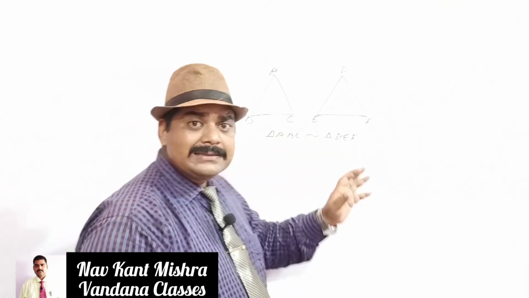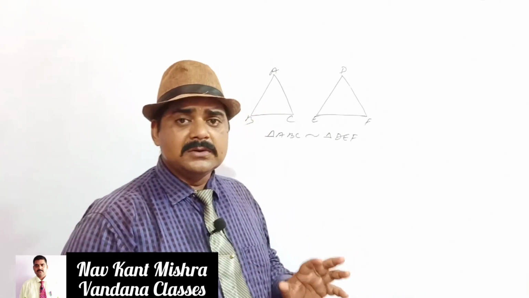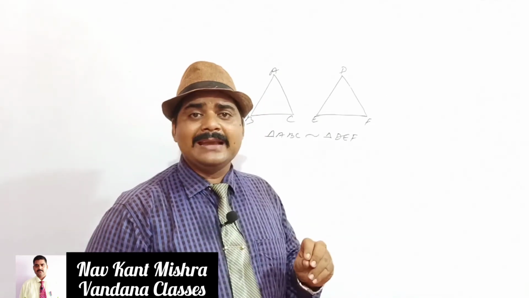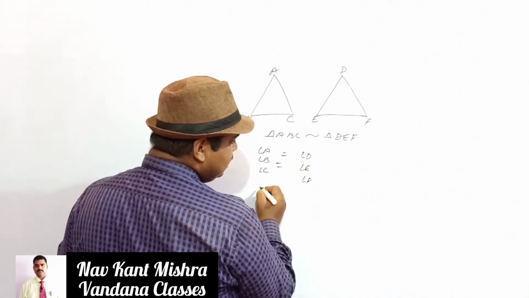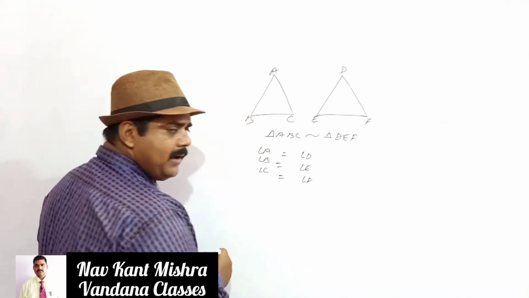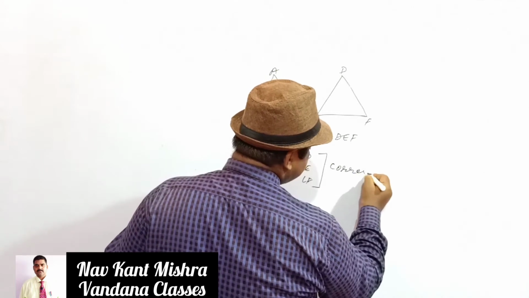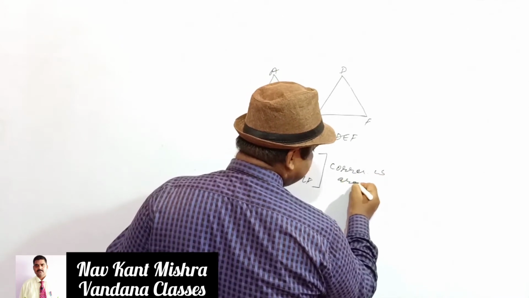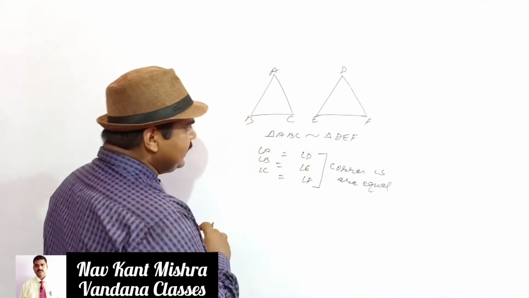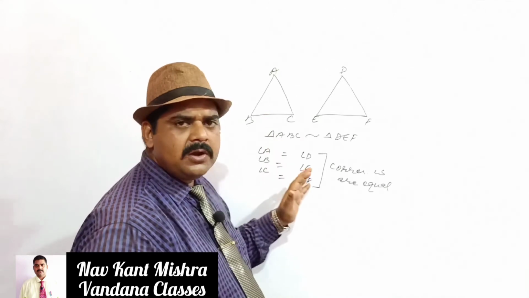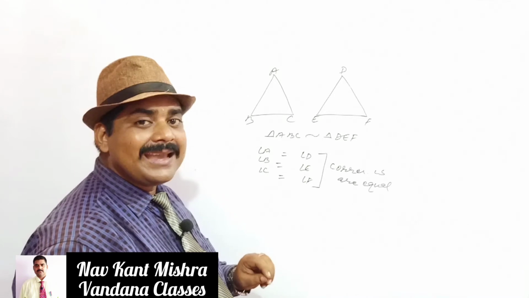Because there are two conditions regarding the similarity of polygons. First one, their corresponding angles must be equal: A is equal to D, B is equal to E and C is equal to F. In this case, you can see that corresponding angles are equal. Since corresponding angles are equal, the first condition of similarity has been fulfilled. What is the second condition?